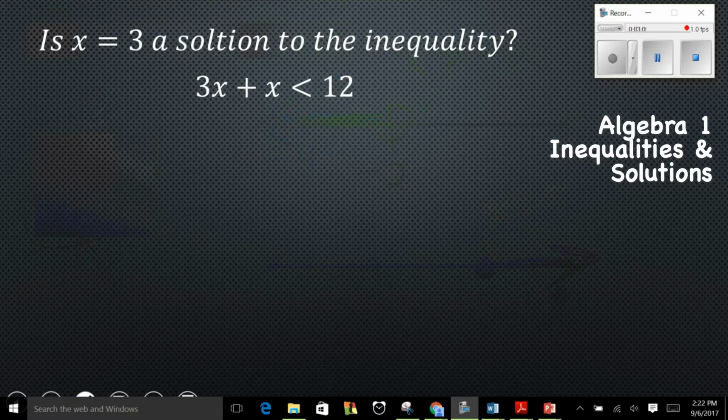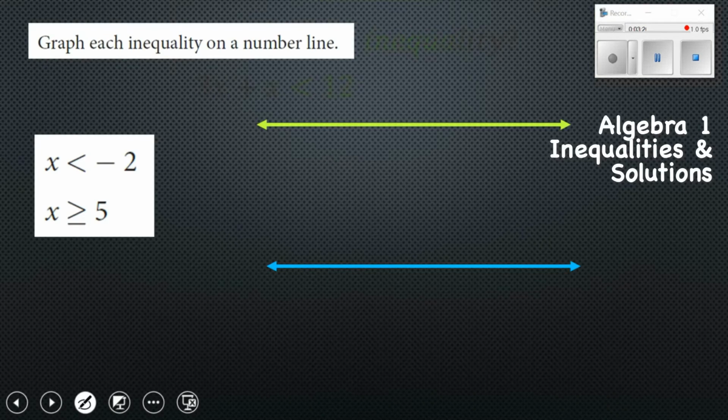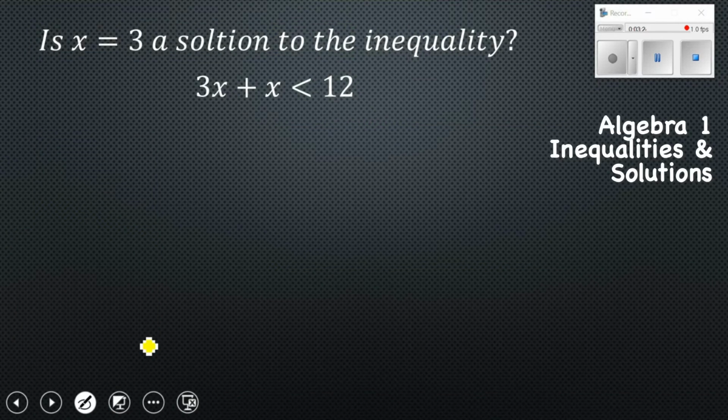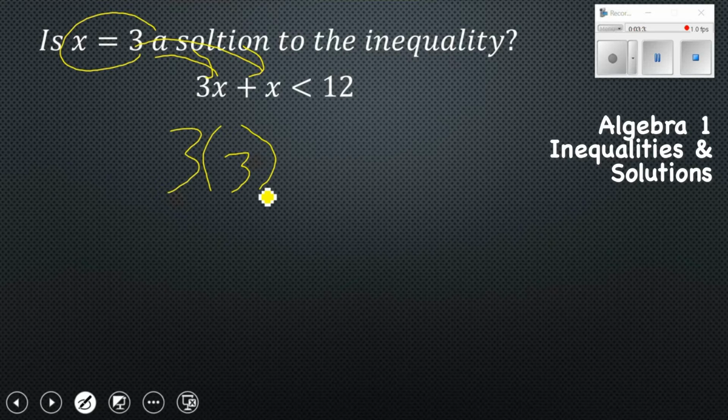We're going to look at one more example of checking solutions to inequalities. This one is x equals 3 into this inequality here. So what we're going to do is, oops, wrong slide there. Okay, what we're going to do is plug in x equals 3 every time we see x. So I brought this example in case you're running into something that has more than one x. So we're going to plug in a 3 every time we see x. And I usually use parentheses when I plug stuff in. And we're going to see if we get a true statement or not.